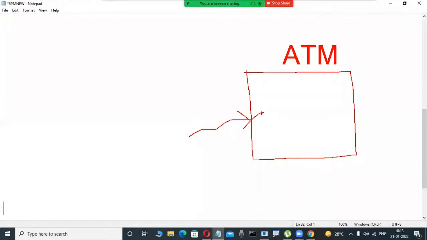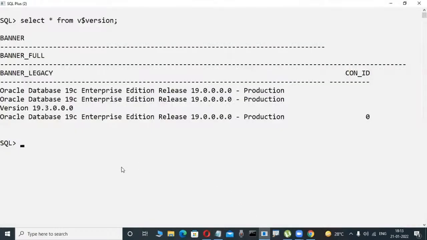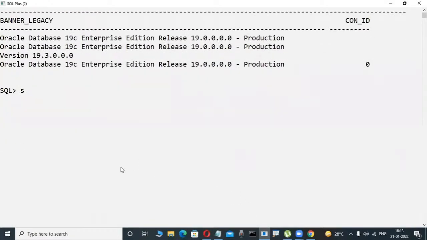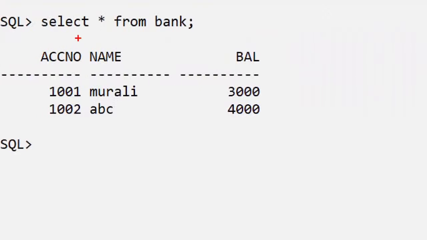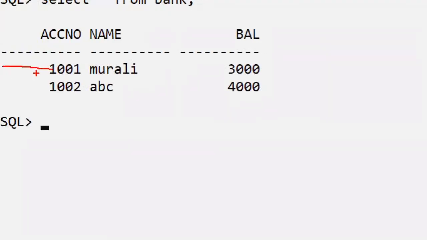Now check it out, slowly observe the screen. Suppose in this database, a bank table is there, for example. Just observe the scenario, it's very easy to understand. In table format only, we store the data. Suppose this is the SBI bank. In this bank, this is the data. Observe here, these are columns: account number, name, and balance. These are called columns, and these rows, like 1001, are called rows or data.